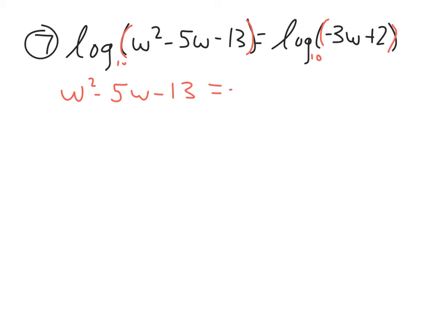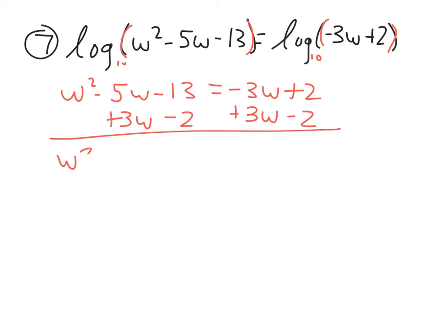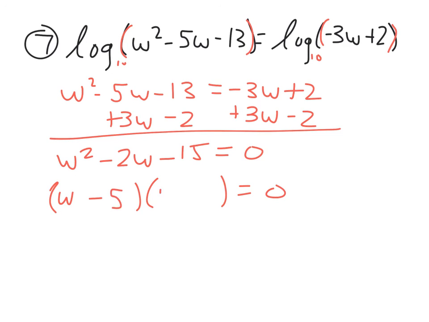So, I mean, this looks so much like what we had before. What could go wrong? Now, if we do a little bit of algebra here, we're going to add 3w, subtract 2 on both sides. We'll get everything over here together. We should get w squared minus 2w minus 15 is equal to 0. And this will factor again so that we have w minus 5 and w plus 3 should be how that factors. So w equals 5 or w equals -3.